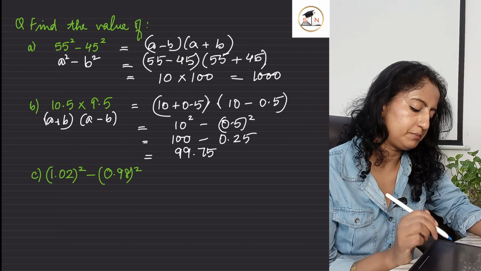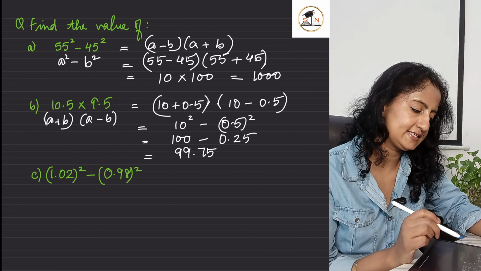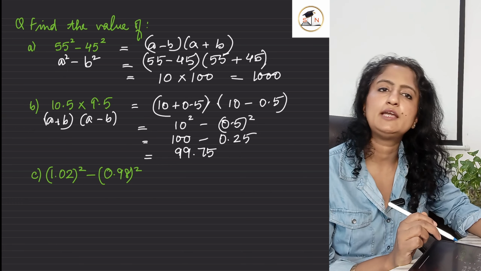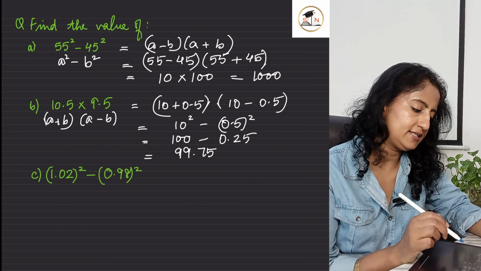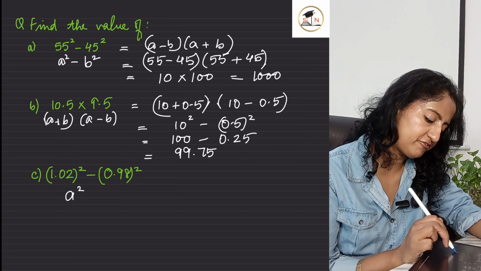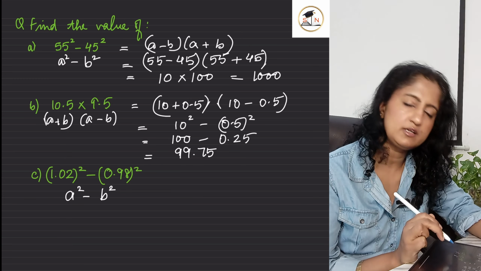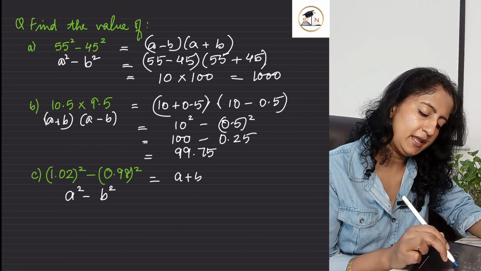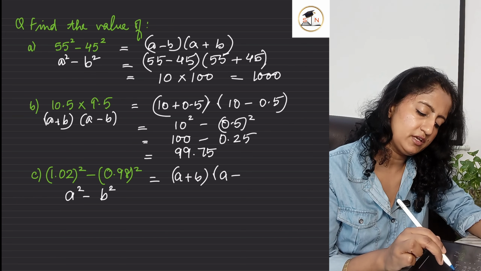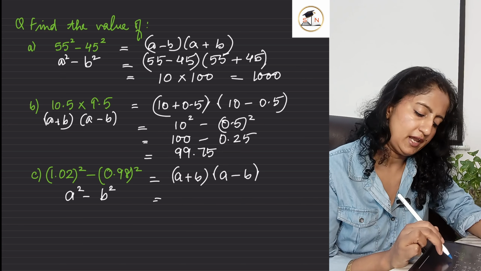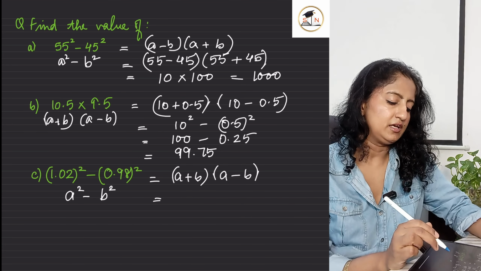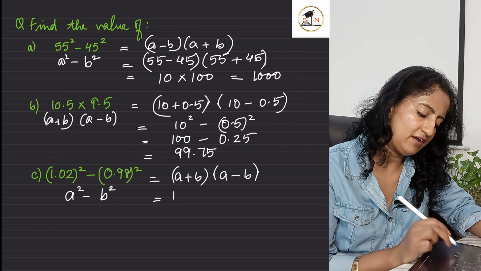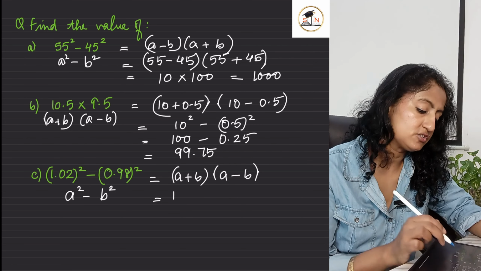Now moving on with the third part. The question says 1.02 square minus 0.98 square. We can see easily we have the form of a square minus b square, right? So what we need on the right? We need a plus b into a minus b. And what is my a? We have a square minus b square, right? So what is our a?